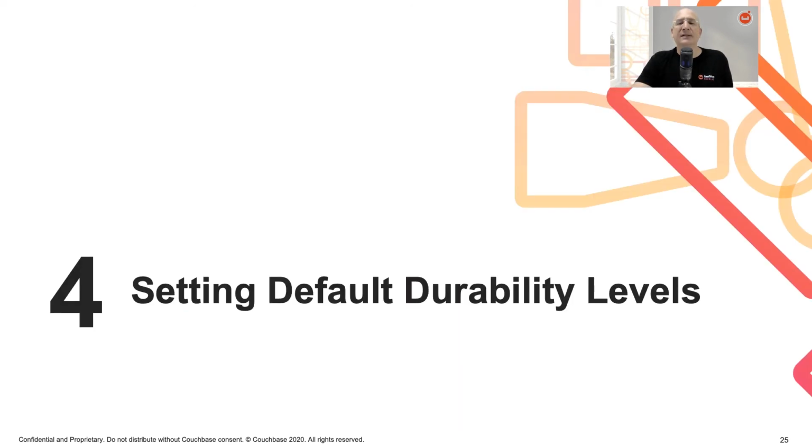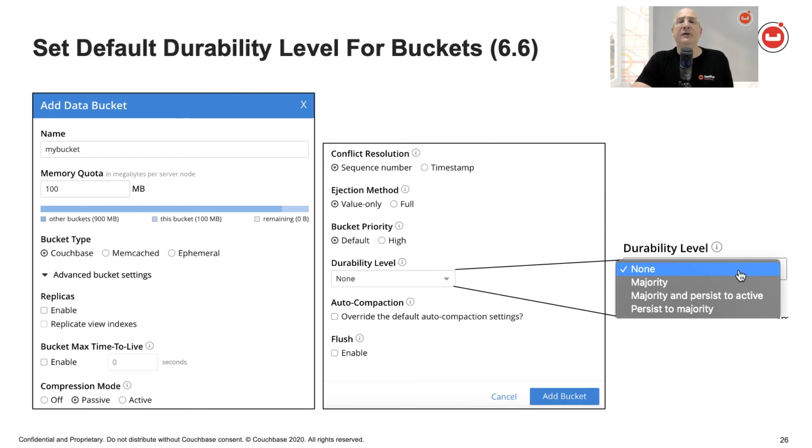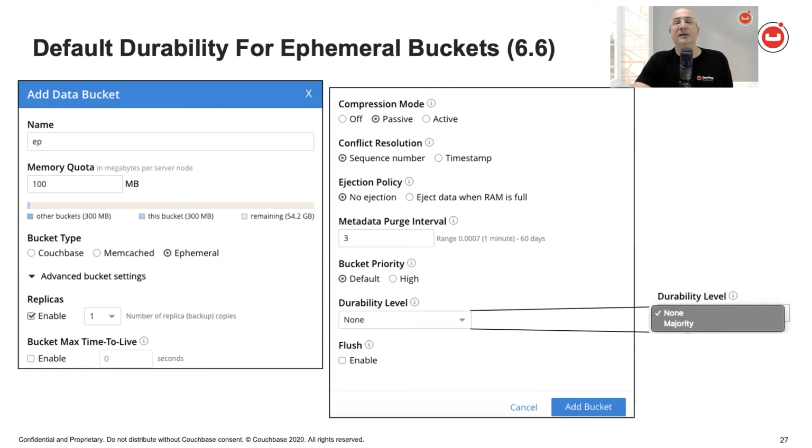If you are using Couchbase 6.6, you can set a durability level for every bucket. When you create a bucket, you can specify a default durability level. The default setting is none. Once you change it to any other durability level, every key value operation on that bucket that doesn't have a specific durability setting will be a durable operation, and it will use the bucket's durability level. You can also change that setting on the fly if needed. Again, this is a new feature that was added in Couchbase 6.6.